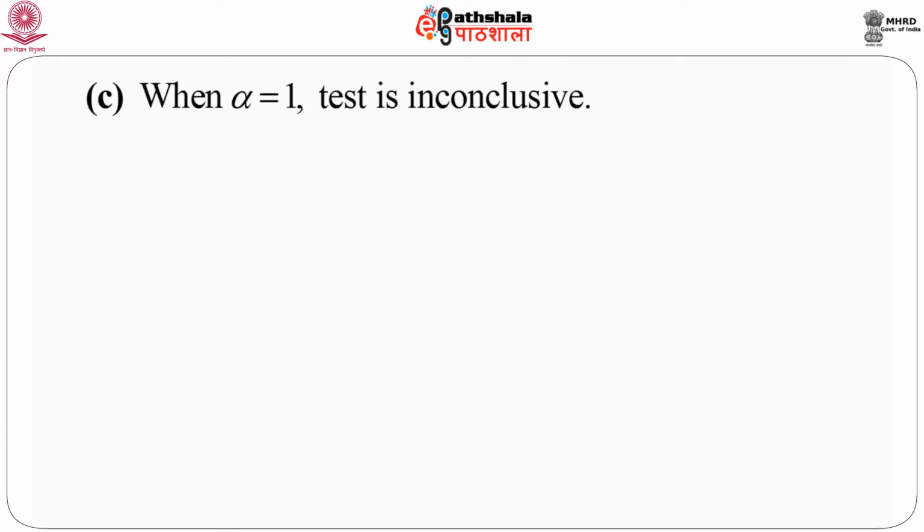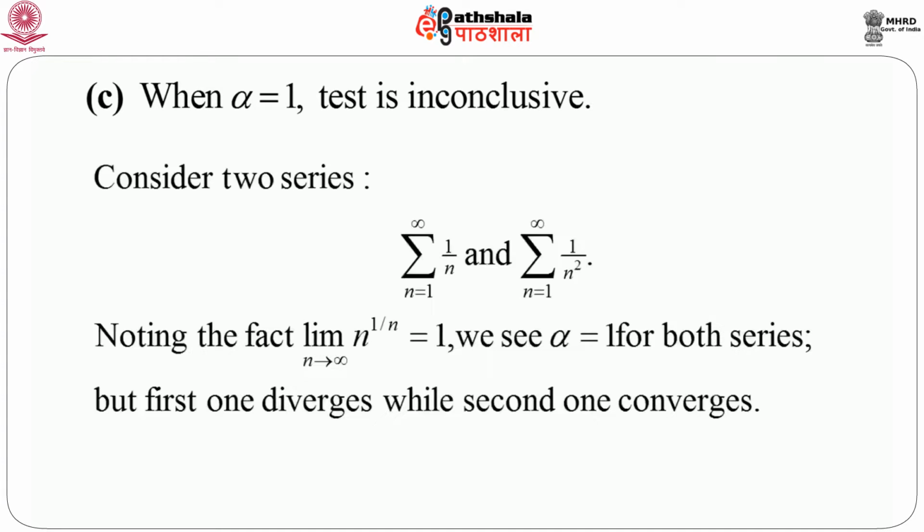But we have claimed in the theorem that the alpha equals 1 test is inconclusive. That means we are not definite whether the series is convergent or divergent. In fact, we can give an example where, when alpha equals 1, the series is convergent, while in another case the series is divergent. So, we cannot prove this, but we can give examples to indicate that the test is inconclusive when alpha equals 1. So, consider two series, one is summation 1 by n, n equals 1 to infinity, and the other is summation 1 by n squared, n equals 1 to infinity.